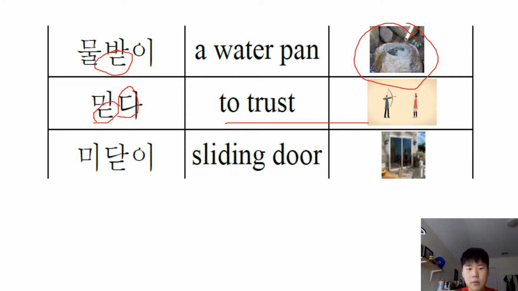And then there's 미닫이, which means sliding door. So can you find which part has the 디귿 받침? Yep, it's also the second part, just like 물 바디.